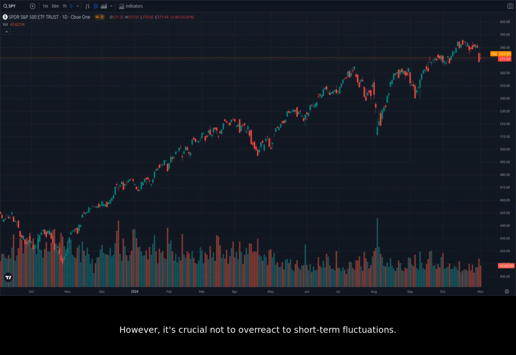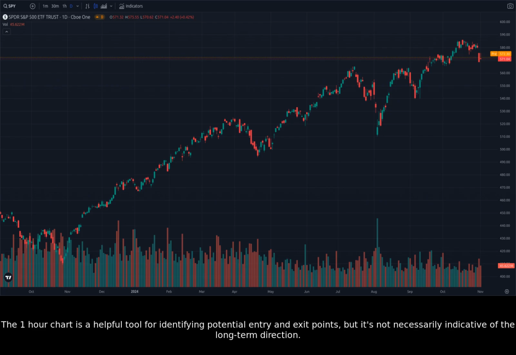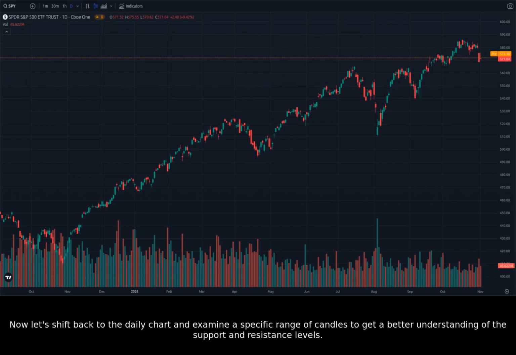However, it's crucial not to overreact to short-term fluctuations. We need to consider the broader context and the overall trend on the daily chart. The 1-hour chart is a helpful tool for identifying potential entry and exit points, but it's not necessarily indicative of the long-term direction. Now let's shift back to the daily chart and examine a specific range of candles to get a better understanding of the support and resistance levels.